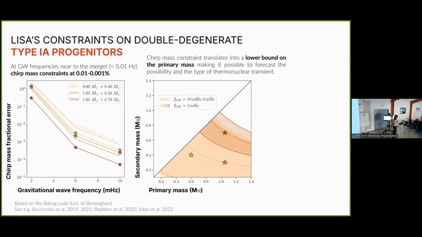Here I'm showing you the same 3 examples. Let's focus on the red one, which is the easier, the more massive one. This shaded region represents the constraint at 2 millihertz, where we are just starting and getting 10-ish percent constraints. And going down to 4, 6 millihertz, we collapse to this dotted line. So basically, for the type 1a question, what matters is the constraint on the primary mass.